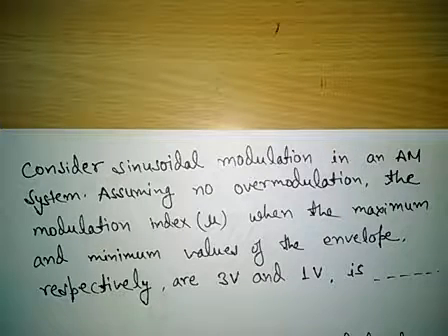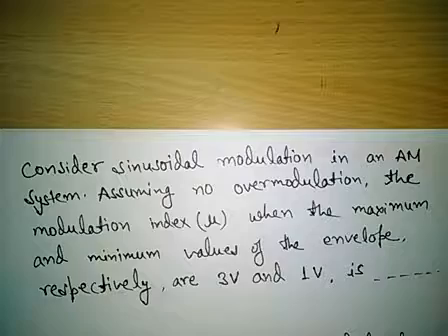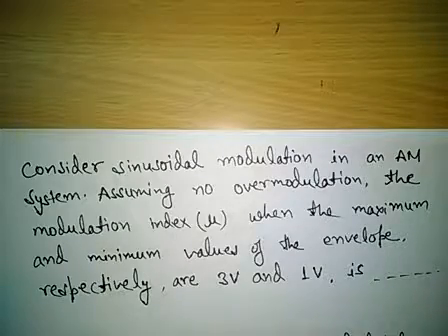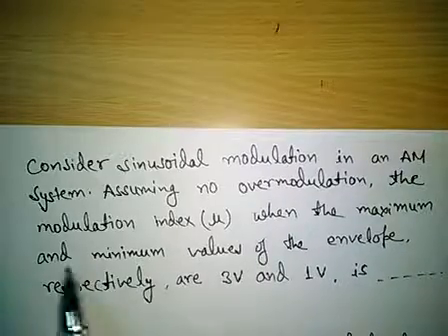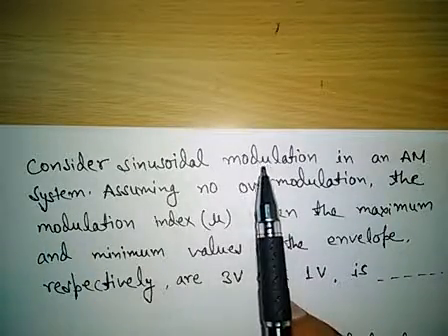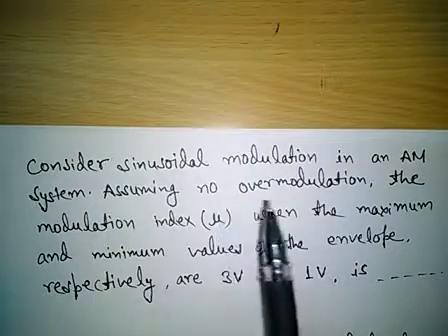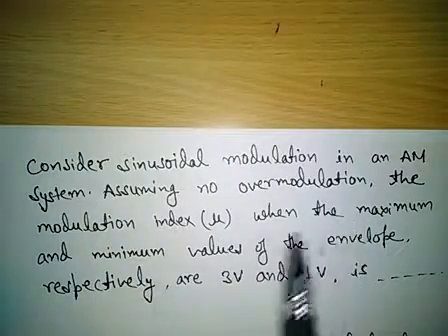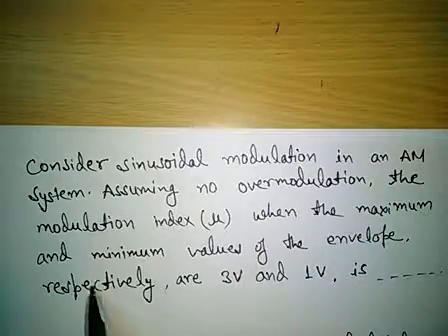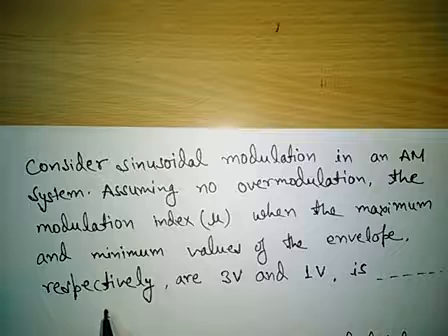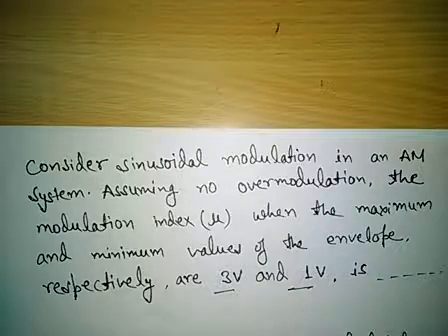Friends, in this video we will learn the concept of amplitude modulation, so I have taken a problem from the previous GATE exam. The question is: consider sinusoidal modulation in an AM system. Assuming no overmodulation, find the modulation index mu when the maximum and minimum values of the envelope are 3 volt and 1 volt respectively.